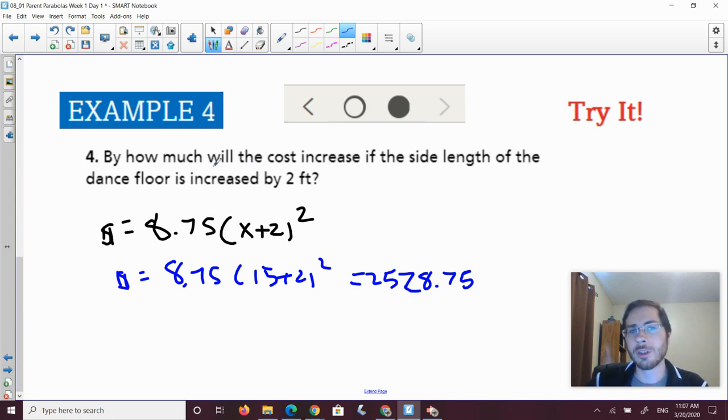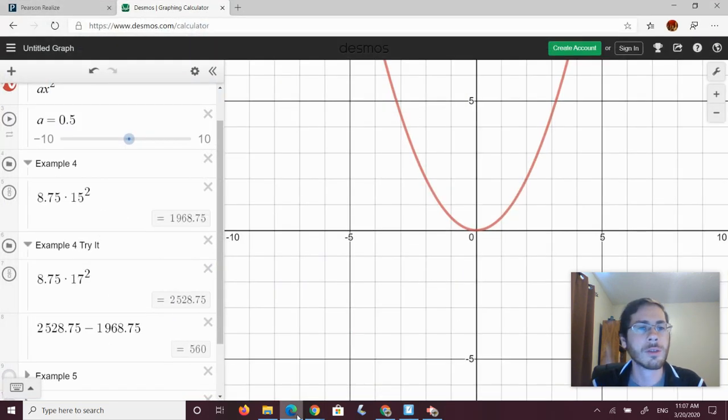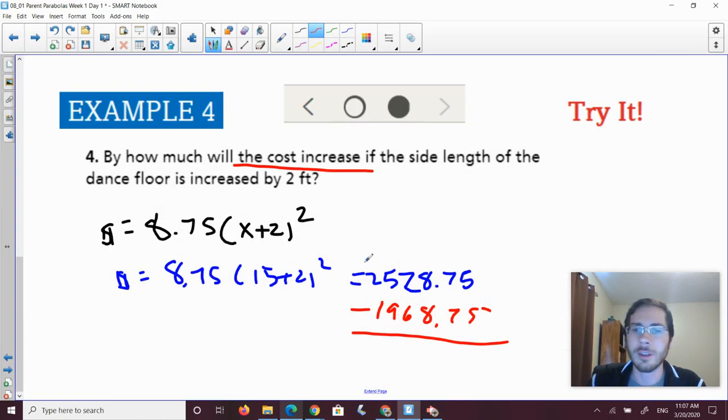But that doesn't answer the question. So that's how much it costs if it is 17. But the question asks, how much will the cost increase? So I know how much it costs now. I need to subtract whatever it cost before. And again, I kind of forget. 1968.75. And again, I feel like that's something that's good for the calculator to do. So I put that in. I got $560 extra.